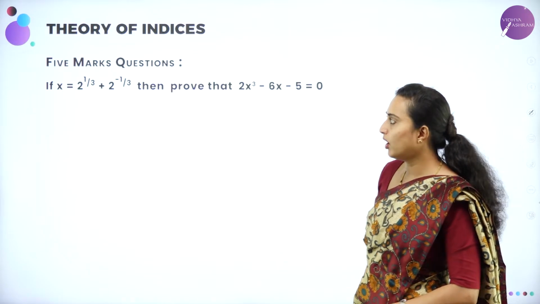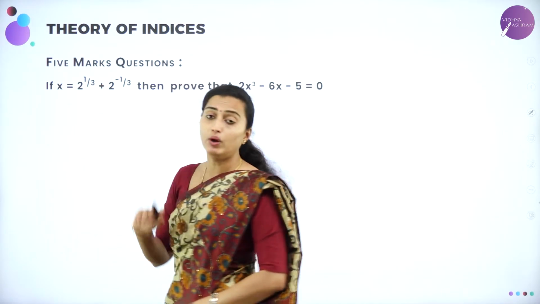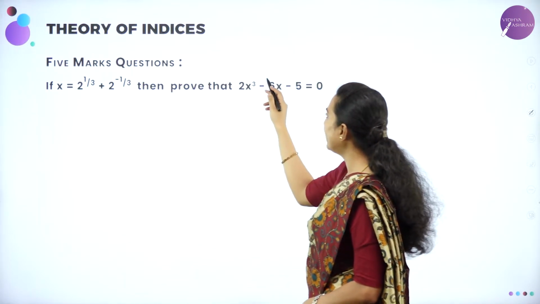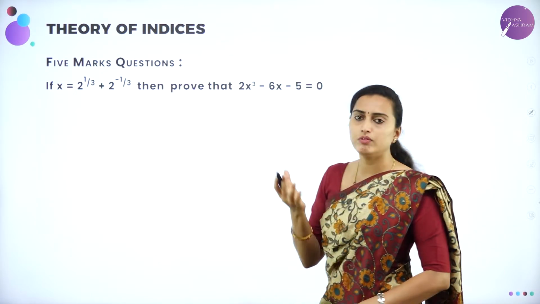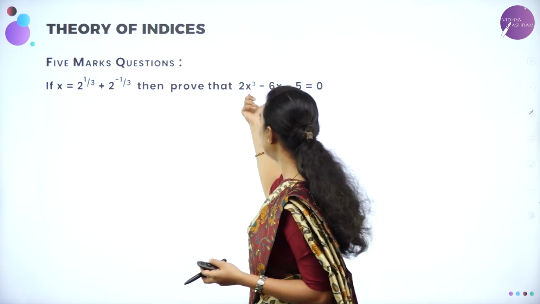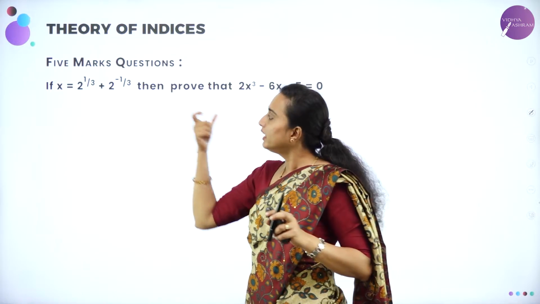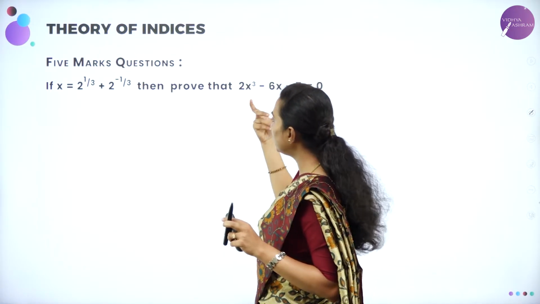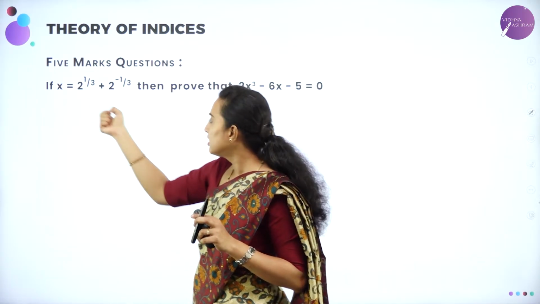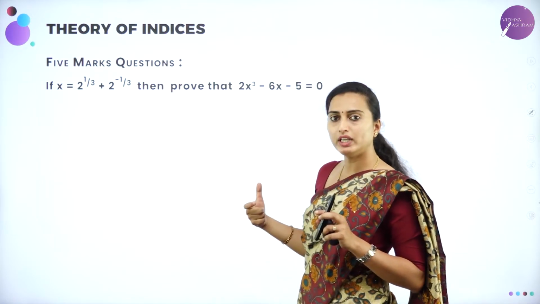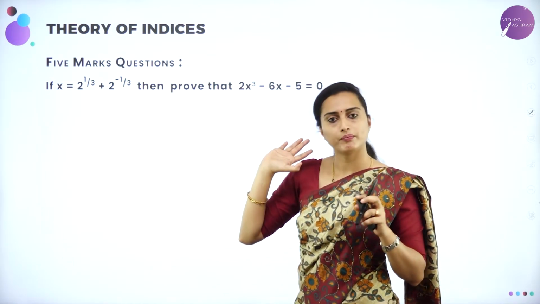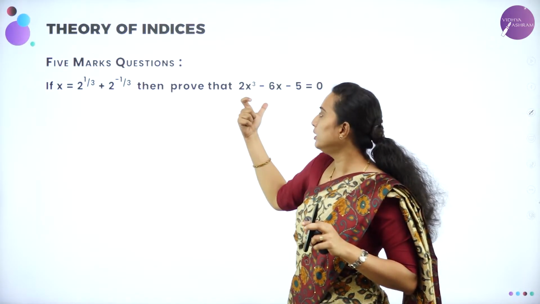We'll be moving on to the next problem. If x is equal to 2 power 1 by 3 plus 2 power minus 1 by 3, then prove that 2x cube minus 6x minus 5 equal to 0. You can do it in two methods. Substitute this whole x here, prove it as 0. Otherwise, take this and then solve, bring it to the equation. Got? Once again, I'll repeat. Take this x, substitute in the given equation, prove it as 0. Otherwise, take the given, prove the equation. Okay? I'm going to take the given and prove the equation.